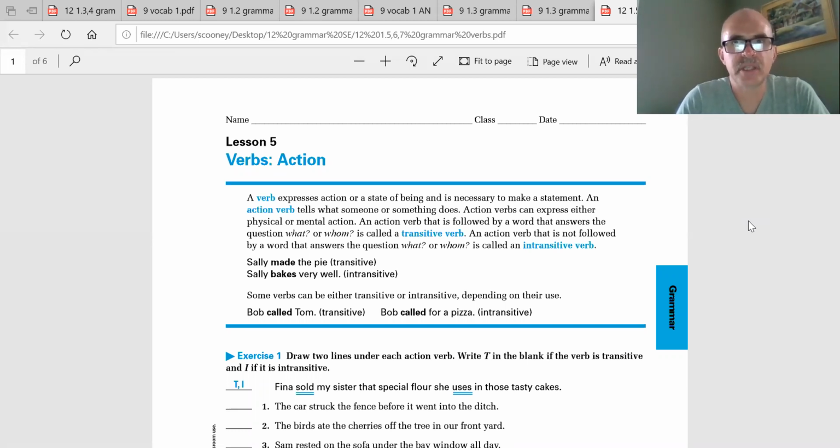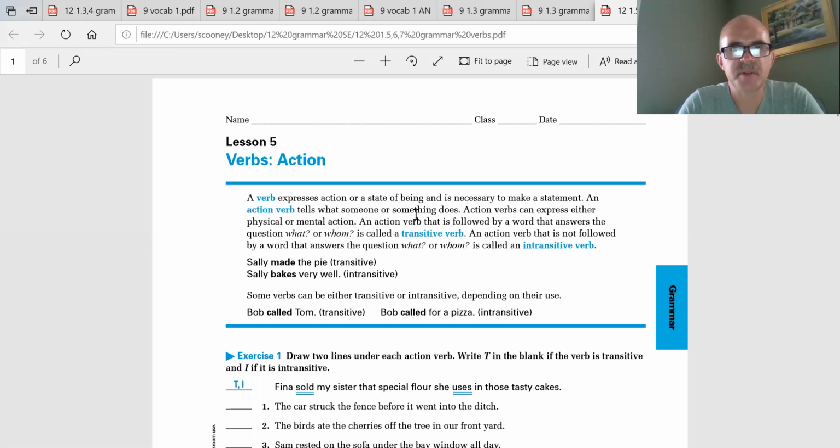You got 3 lessons on verbs, 5, 6, and 7 that we're looking at here. I'm going to talk through these and talk about which ones I'd like you to do. I know you know that verbs express an action or a state of being and are necessary to make a statement. Every sentence has got to have one.